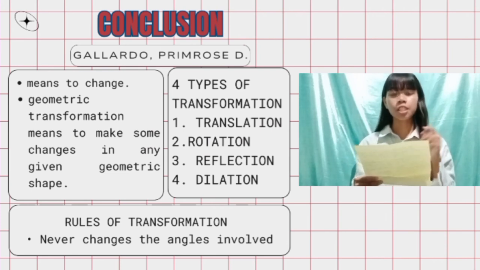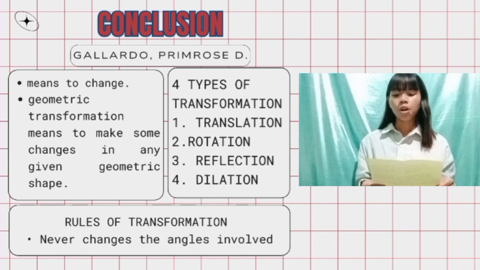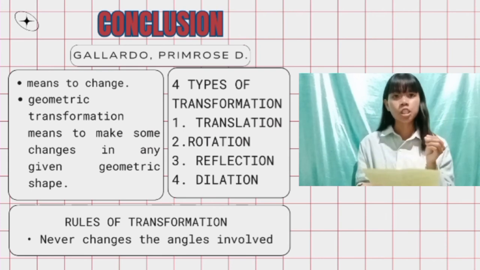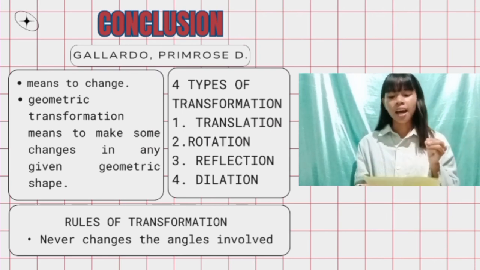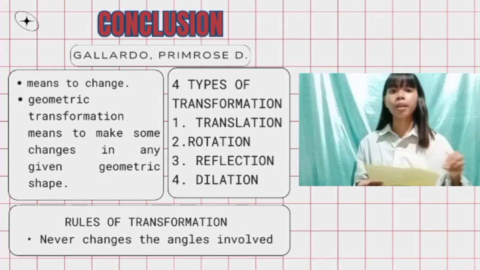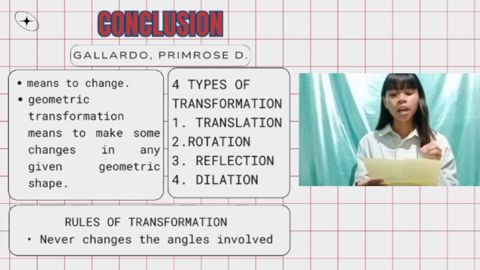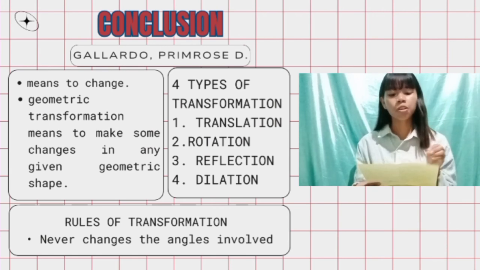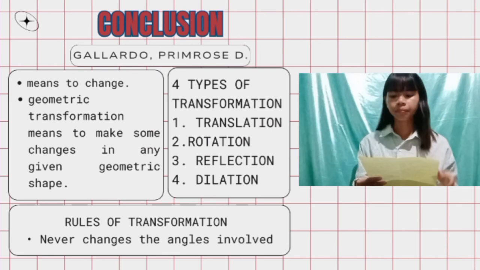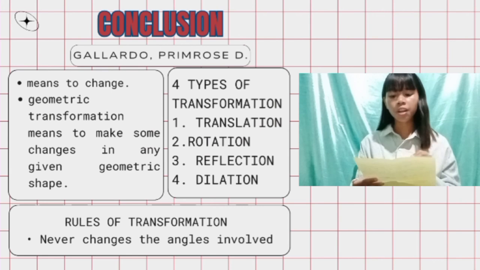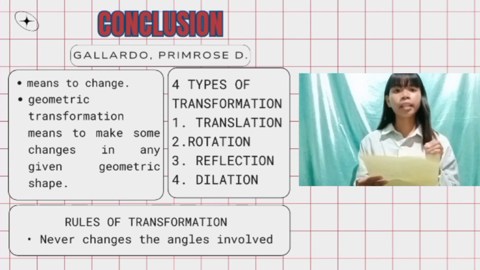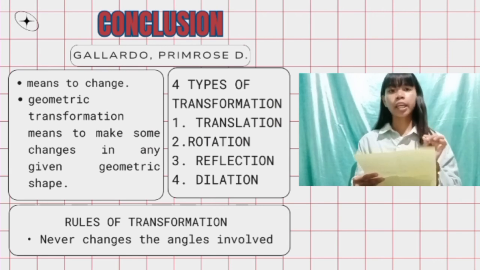The first is translation. Translation is when we move the image without changing anything in it. The shape, the size, and orientation remain the same. Note, guys, translation is moving the image without changing anything. The second is the rotation. Rotation is when we rotate the image by a certain degree.